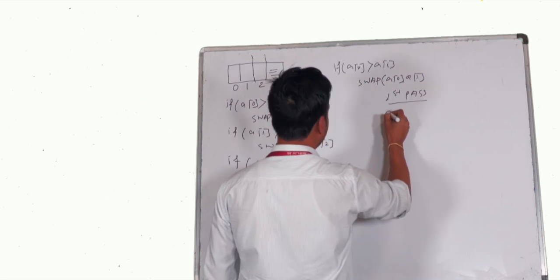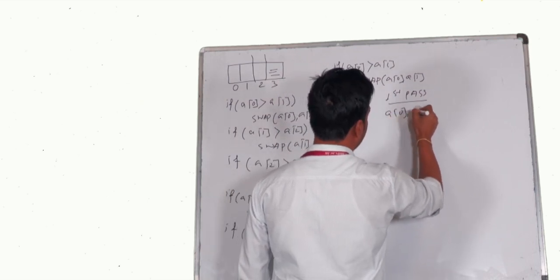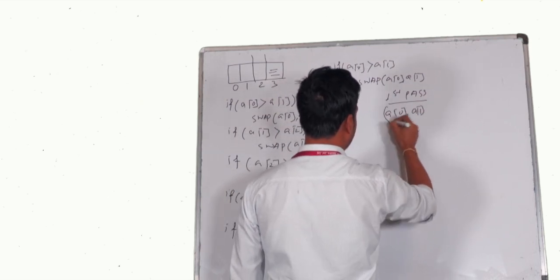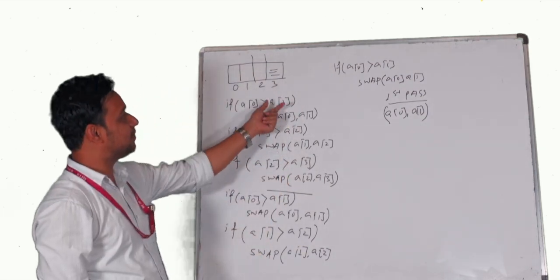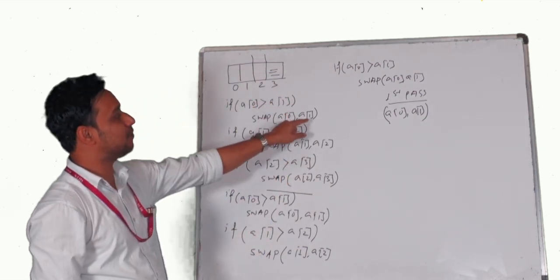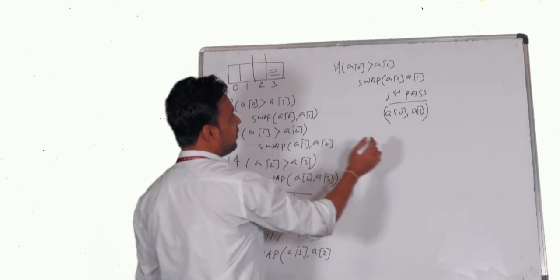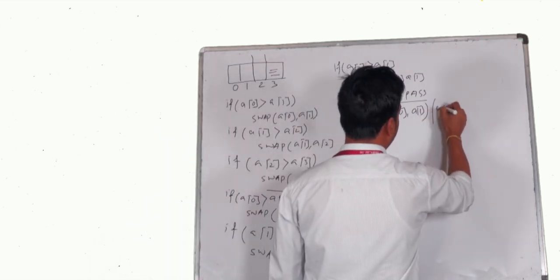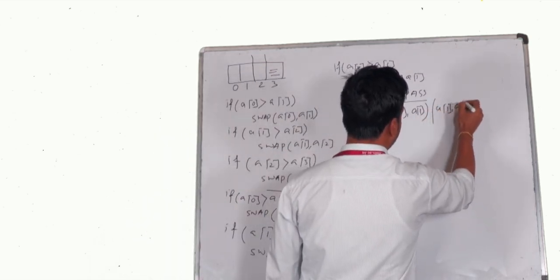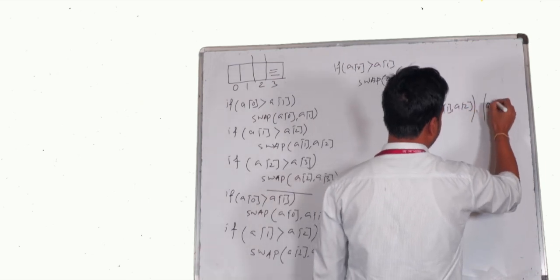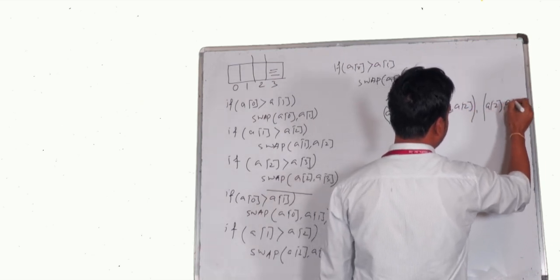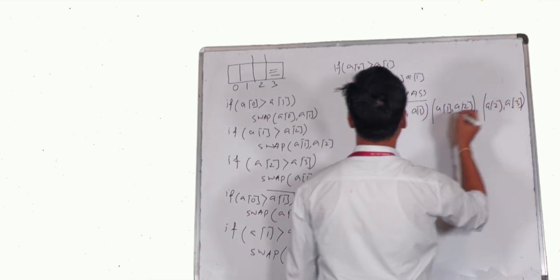We are comparing A of 0 with A of 1, and whichever is the largest, if A of 0 is greater than A of 1, then we are swapping A of 0 with A of 1. Next, we are comparing A of 1 with A of 2. Next, we are comparing A of 2 with A of 3. This is for first pass.